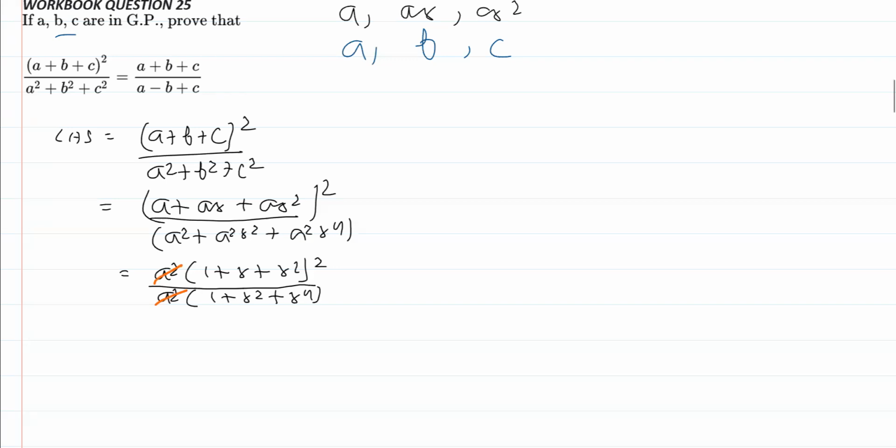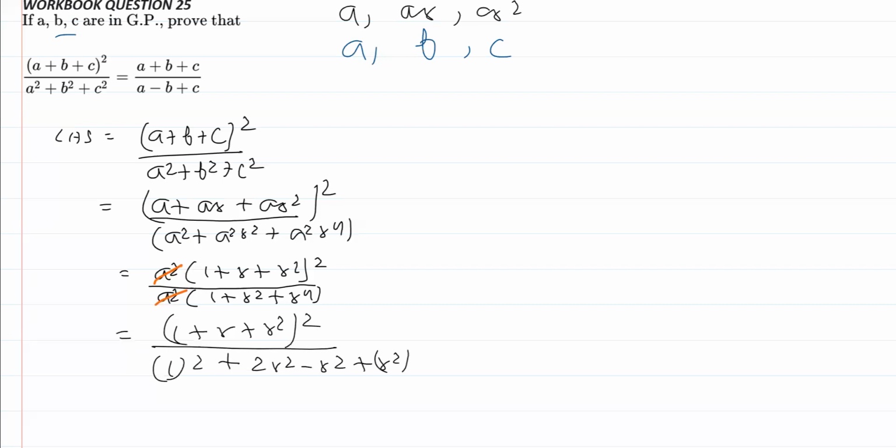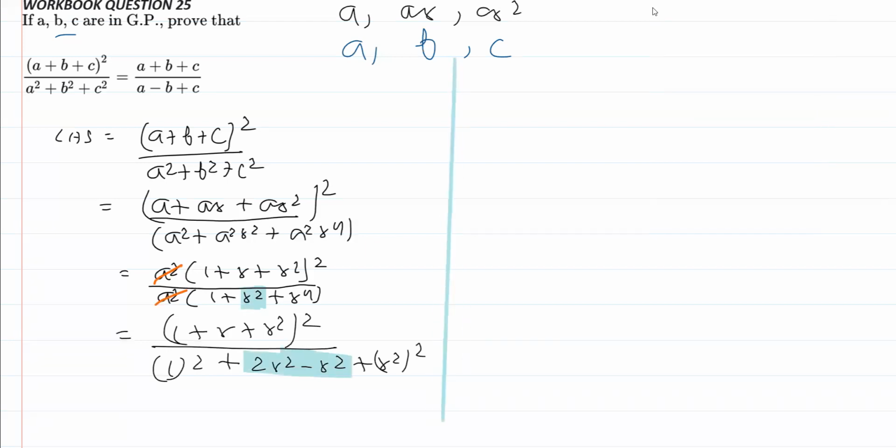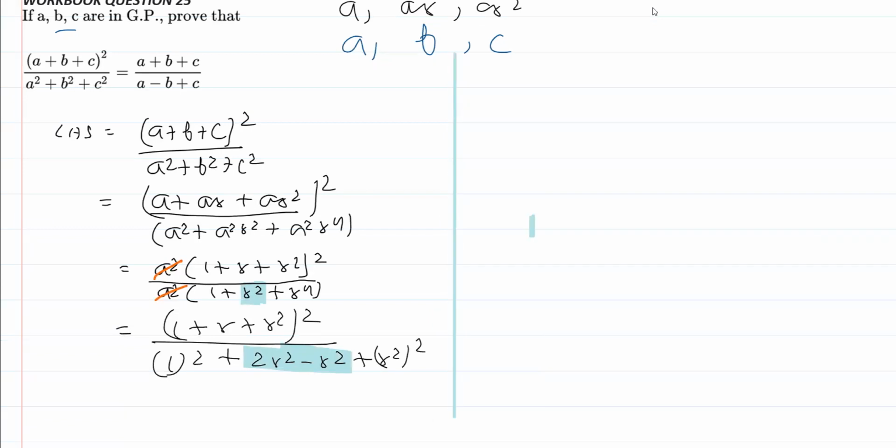Now we can factorize this further. I can keep the numerator as it is, raised to the power 2. The denominator I'm factorizing. I'm writing 1 as 1 square, and I'm writing this as 2r square minus r square plus r raised to the power 4. I did nothing; I split r square as 2r square minus r square in order to factorize it. I'll do the remaining part on the other side of the screen.